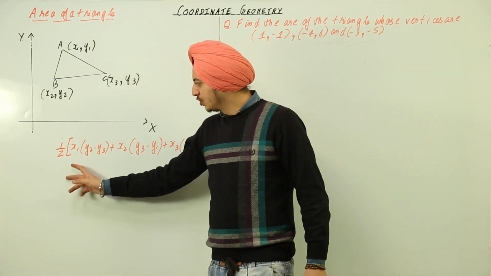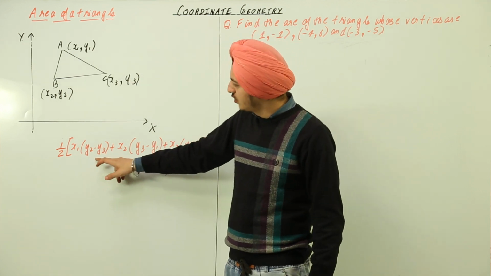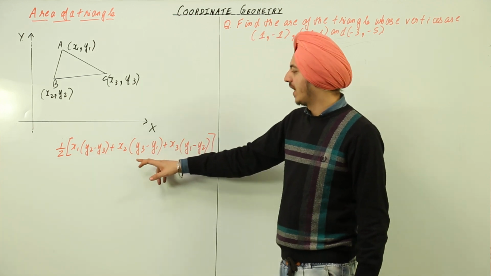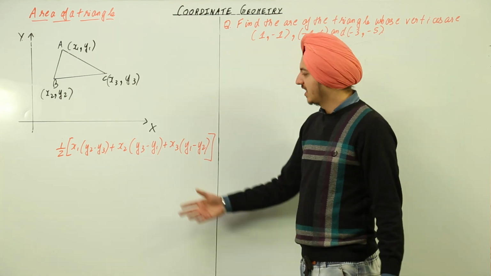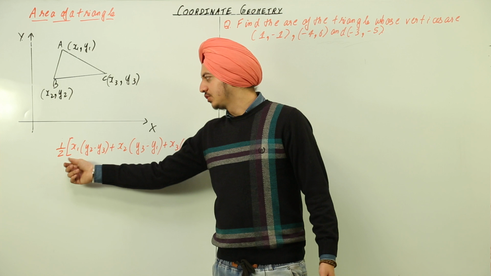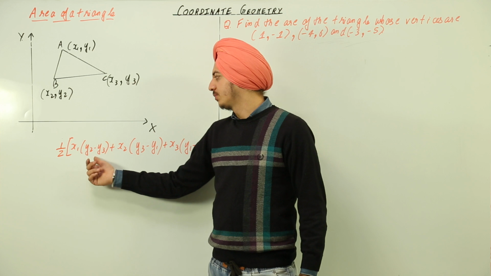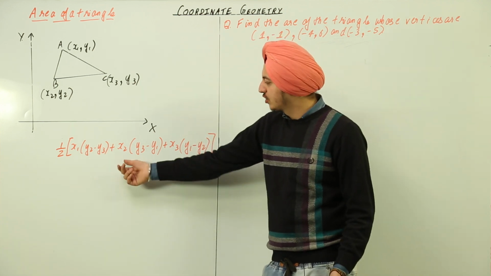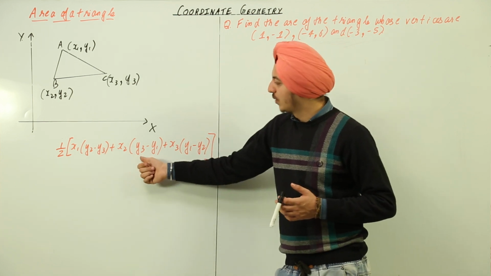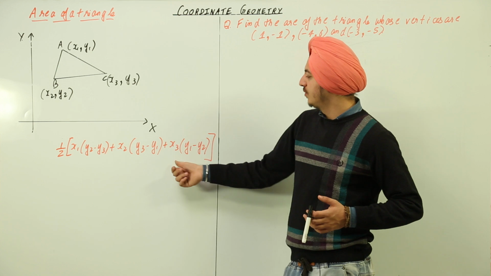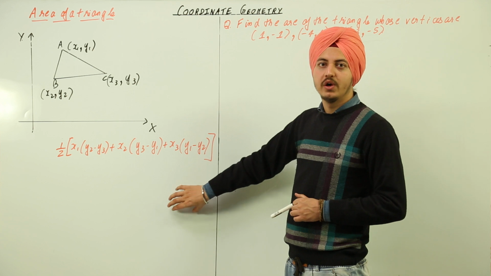The formula is half into x1, that is the x coordinate of the first vertex, into y2 minus y3, plus x2 into y3 minus y1, plus x3 into y1 minus y2. This is very simple to remember. We have half into x1 into, after 1 comes 2, so y2 minus y3, plus x2, and after 2 comes 3, right? So after 3 there is again 1, so this is x2 into y3 minus y1, plus x3 into y1 minus y2. So this is the formula.